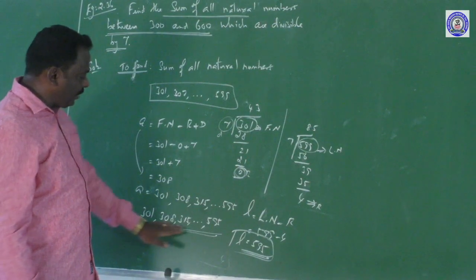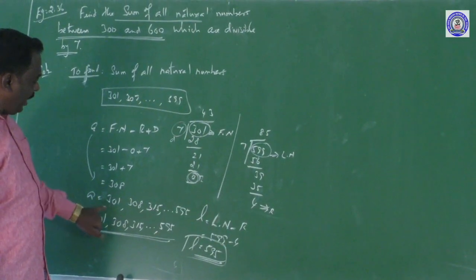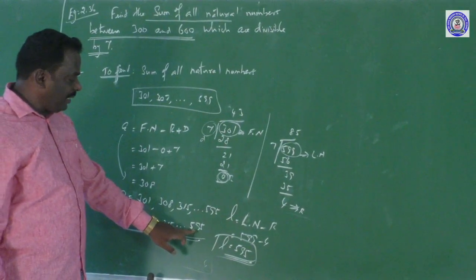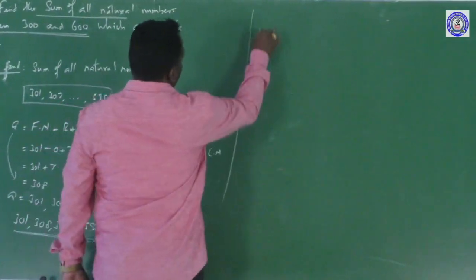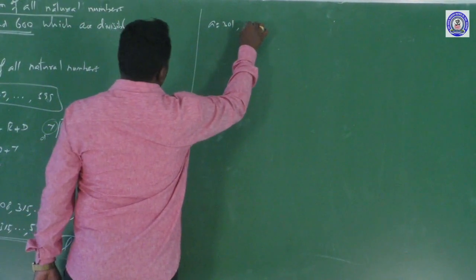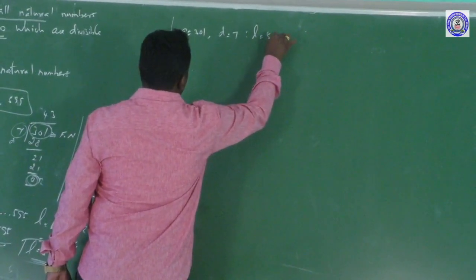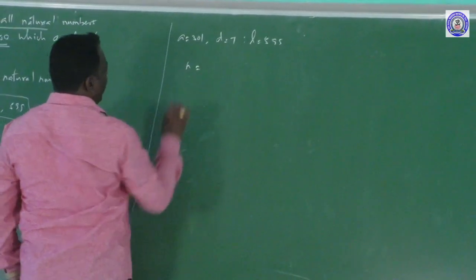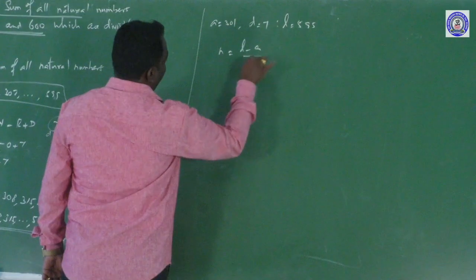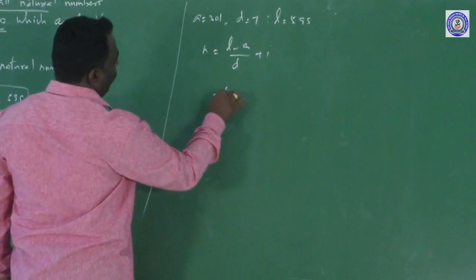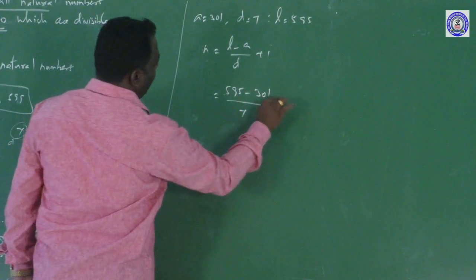Now we want to add these numbers, the total summation. The first number is a equal to 301, the last term is 595, and the common difference is 7. First find the number of terms in the series. n equals (L minus a) divided by d plus 1, which is (595 minus 301) divided by 7 plus 1.